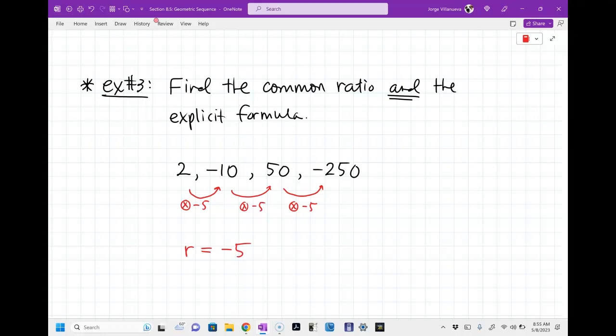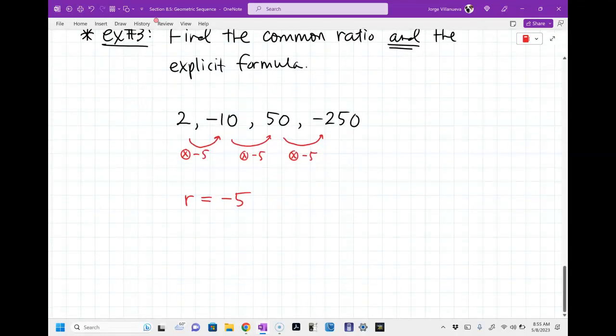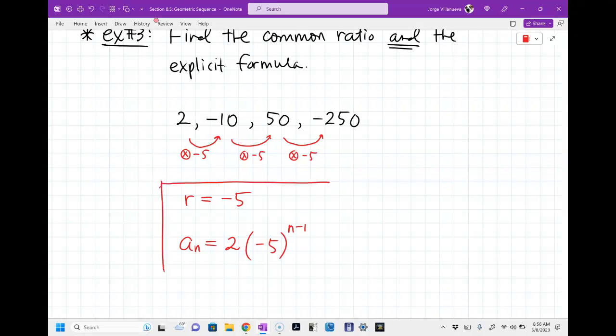Well, in order to do the formula, I need the first term and I need r. And I do have both. R is negative 5 and my first term is 2. So I'm just going to write a sub n is equal to a sub 1, that's 2, times negative 5 to the n minus 1. And here's my answer for that one.